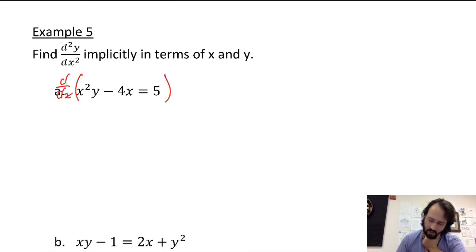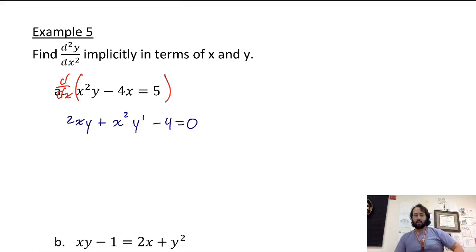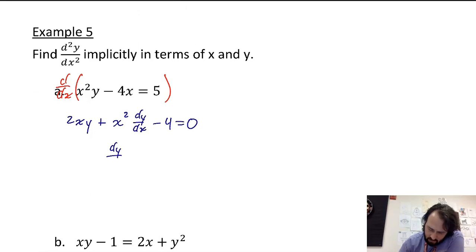So the derivative with respect to x, right? So the first part here would be a product rule. So 2xy plus x squared y prime minus 4 equals 0. And then I have to take the second derivative. But to take the derivative of a derivative, let me leave it as dy dx in this case. Right, and that's the derivative of that function y. So what I would like to do is go ahead and solve for dy dx first.